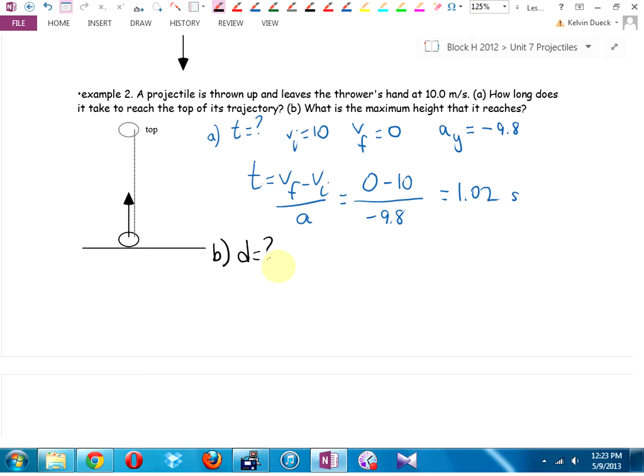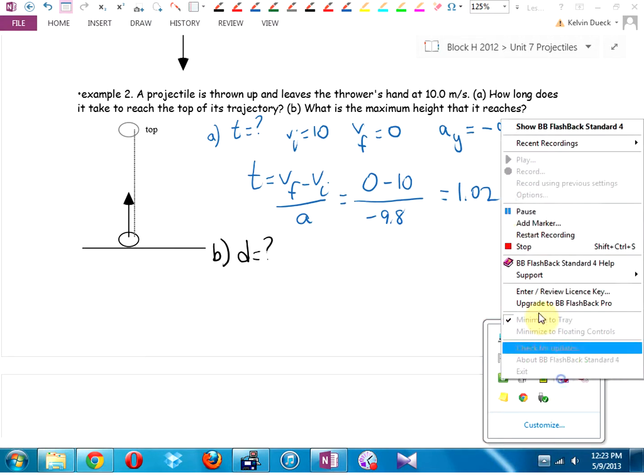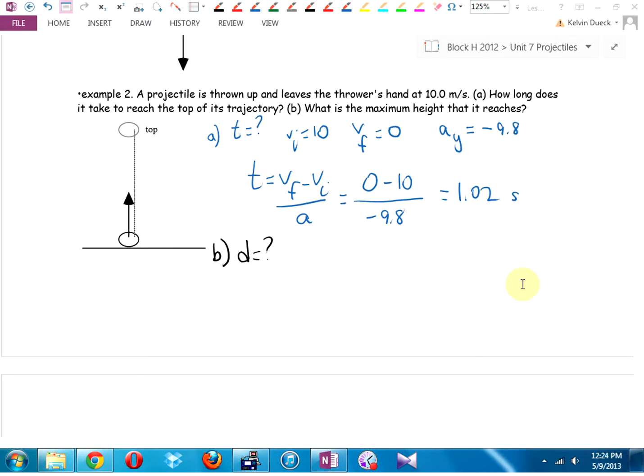D equals VIT plus 1/2... That one. I'm going to use that one because we're nearly done Physics 11. I'm going to have enough confidence that I can actually calculate time correctly. So I think we're good enough in Physics 11 now. Let's trust that time is right.